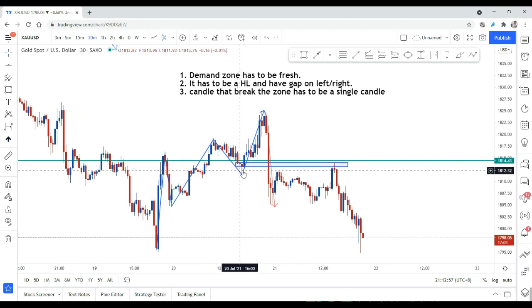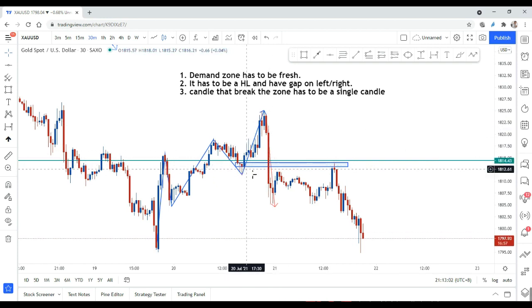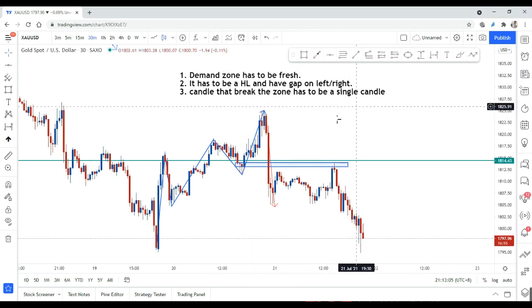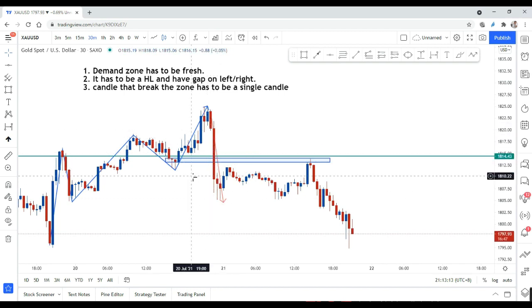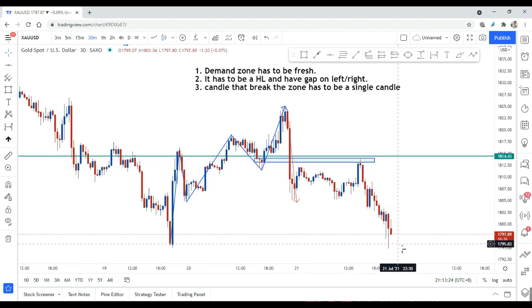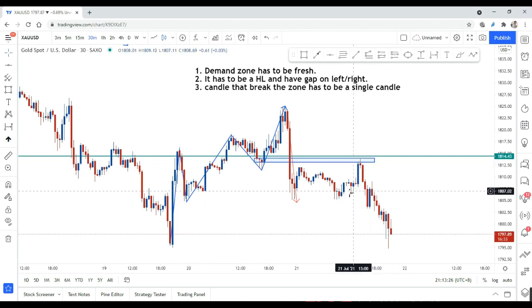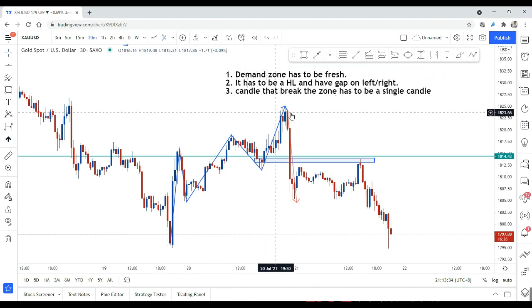Then the price that breaks the demand zone over here has to be a single candle. You see, this is a strong single candle. It doesn't matter what's on top; the one that breaks the zone is a single candle. So now we have a potential setup. The price comes back to this area and retests. This setup is called the blind spot. Keep this in mind.